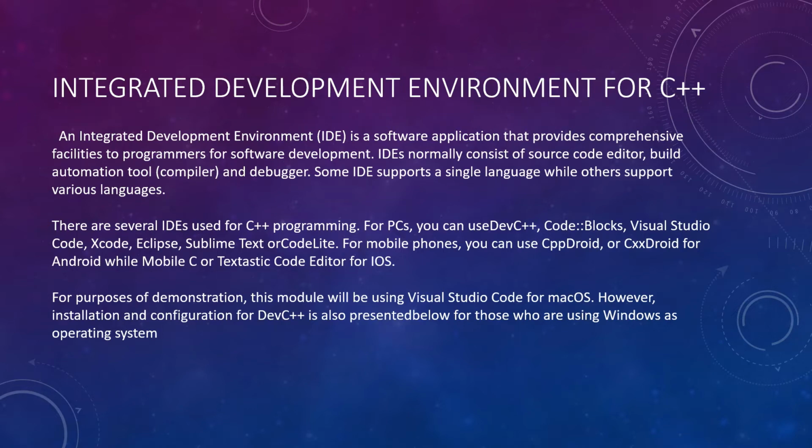There are several IDEs used for C++ programming. For PCs, you can use Dev C++, Code Blocks, Visual Studio Code, Xcode, Eclipse, Sublime Text, or CodeLite. For mobile phones, you can use CPP Droid or CXX Droid for Android, while MobileC or Textastic Code Editor for iOS.